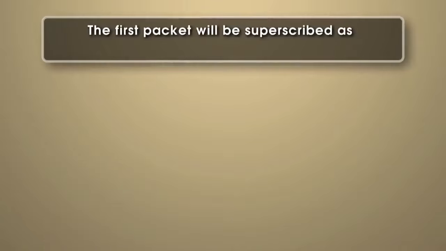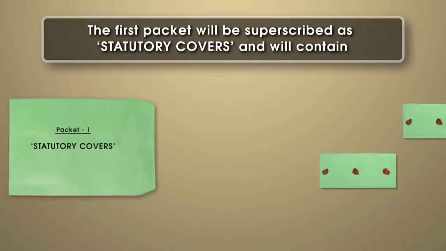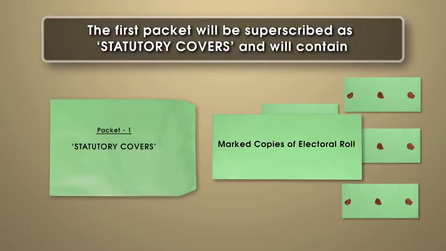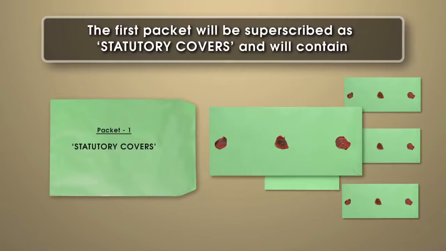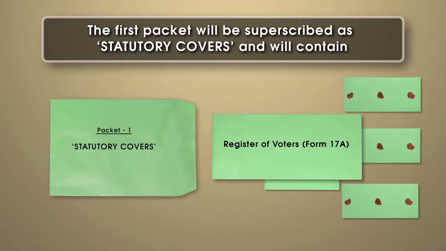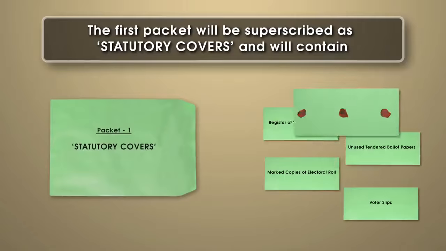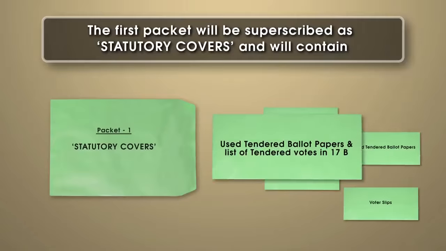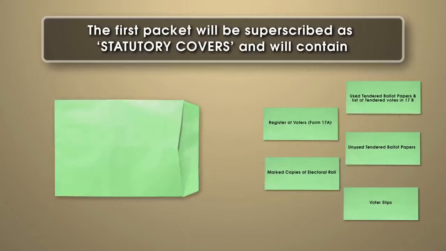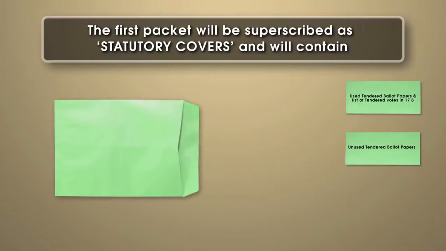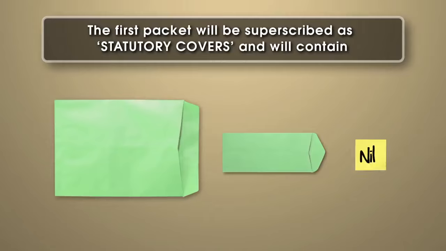The first packet will be superscribed as statutory covers and will contain the sealed cover containing marked copies of electoral roll, the sealed cover containing Register of Voters Form 17A, the sealed cover containing voter slips, the sealed cover containing unused tendered ballot papers, the sealed cover containing used tendered ballot papers and list of tendered votes in 17B. Even if a statement or record put in any cover is nil, then a slip noting on it that such statement or record is nil should be put in the cover.